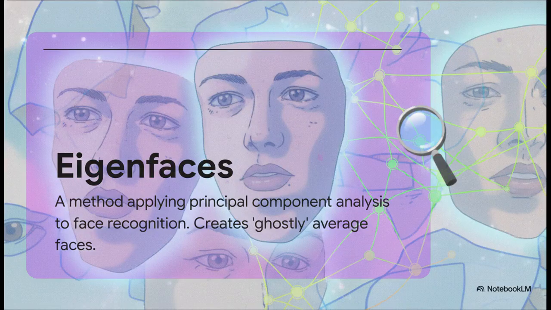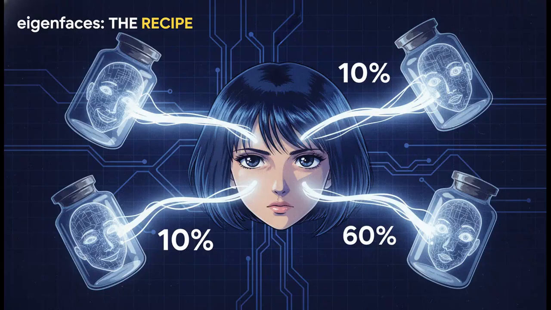One of the most famous of these classical methods is called eigenfaces. It sounds complicated, but the core idea is brilliant. Researchers took thousands of photos of faces and used a statistical method to find the most common patterns, the most important ways that faces differ from each other. This gave them a set of ghostly, generic faces, kind of like the ones you see here. Think of them as the basic ingredients for any human face.